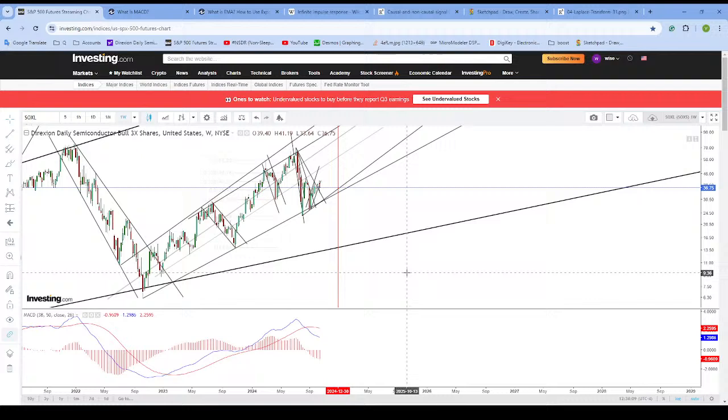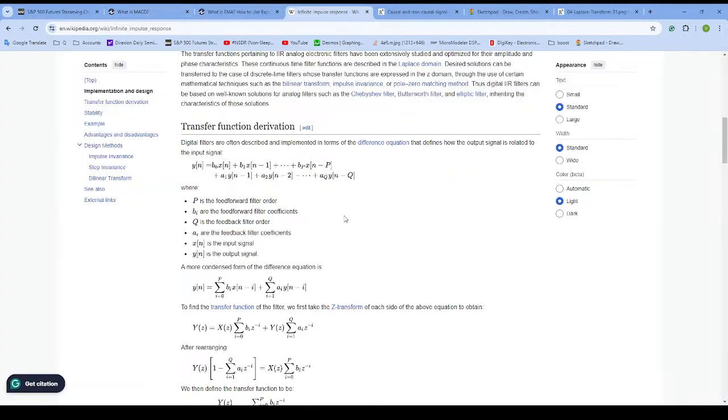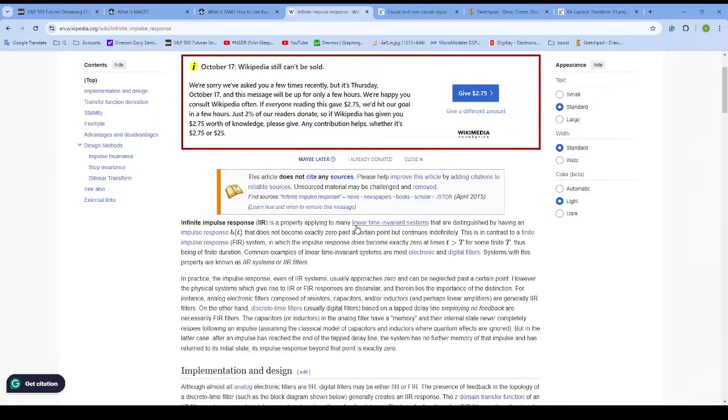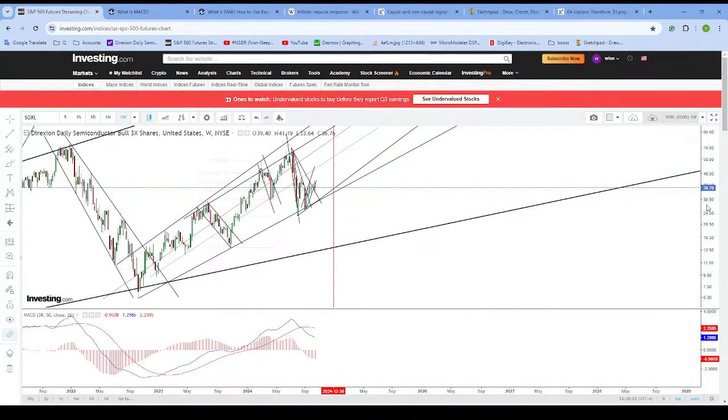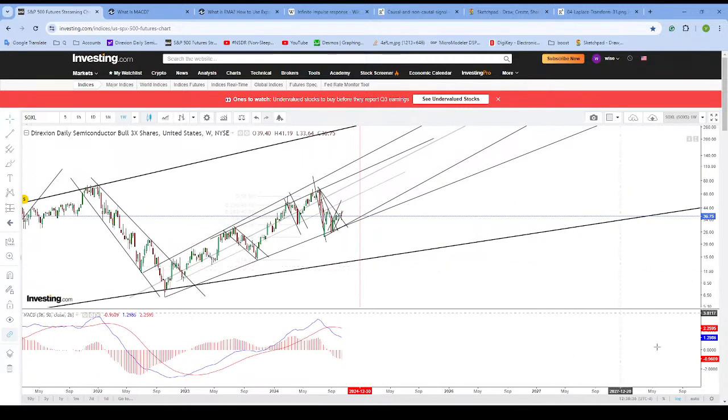This is basically what I had planned to discuss with you guys. It was the effect of infinite impulse response LTI systems, and the consequence of that as an indicator for trading.